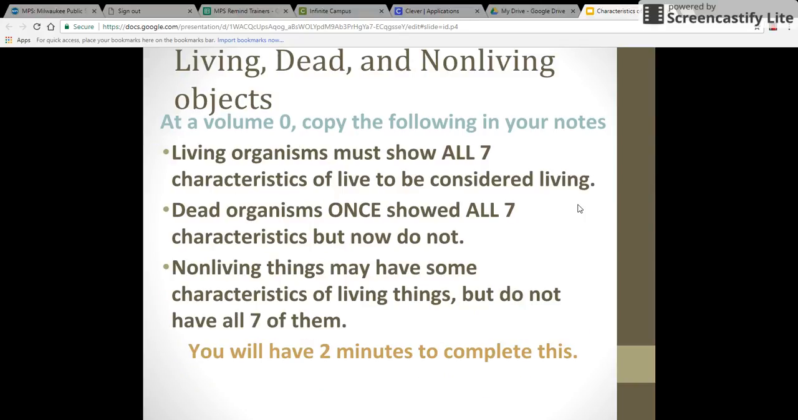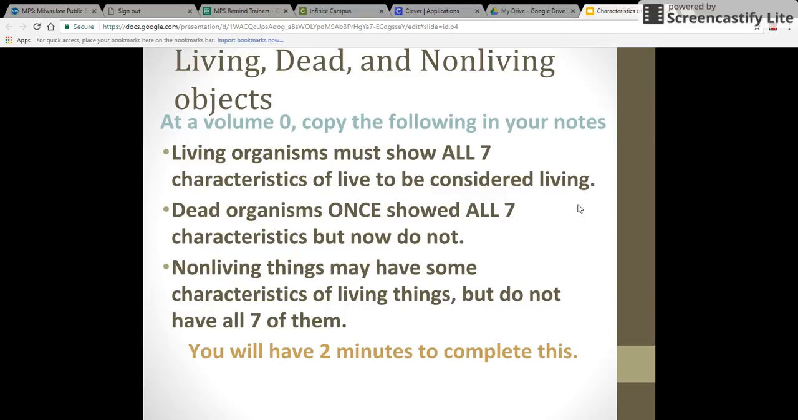To end everything off here, finally, at the bottom of your notes you'll see 3 lines for this, which is the difference between living, dead, and non-living objects, which sounds kind of obvious, but it isn't in some regards. Living things must have all 7 characteristics of life to be considered living. If we're talking about a living thing and the living thing does not reproduce, it's not a living thing. It is something that has some characteristics of a living thing, but not alive.